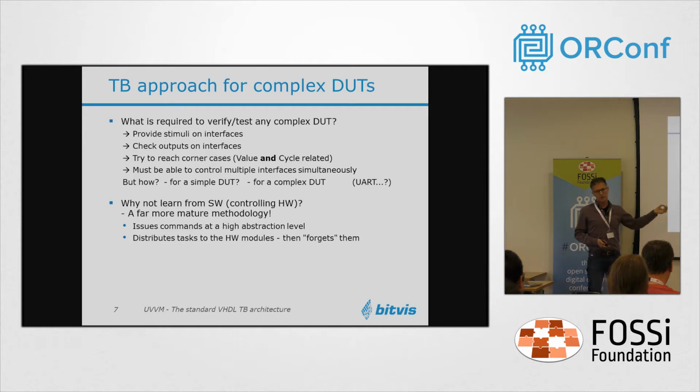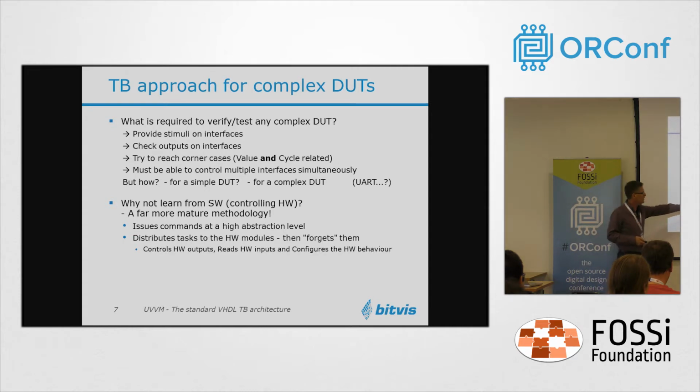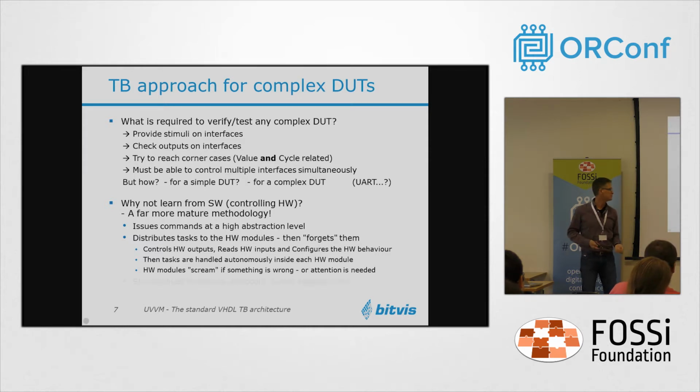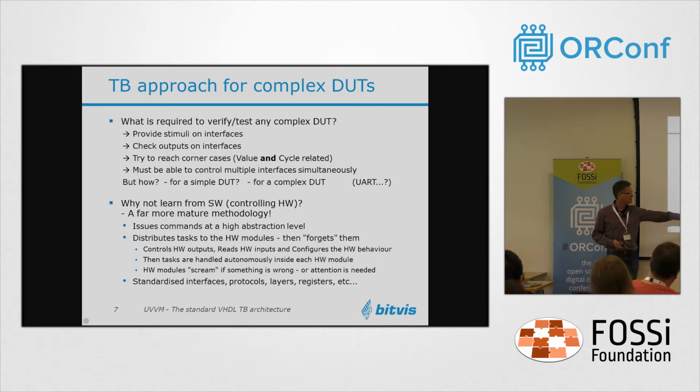You distribute tasks to the hardware modules, and then basically the software continues and forgets about the commands it has issued. So it controls the hardware outputs, reads the hardware inputs, and configures the hardware behavior of each of the modules in your FPGA or hardware. Then the tasks are handled autonomously inside each of these peripherals. And they scream if something is wrong, basically sending an interrupt to the CPU. Also in software, you have standardized interfaces, standardized protocols, standardized layers, and so on. So basically, software is doing a good job for this.